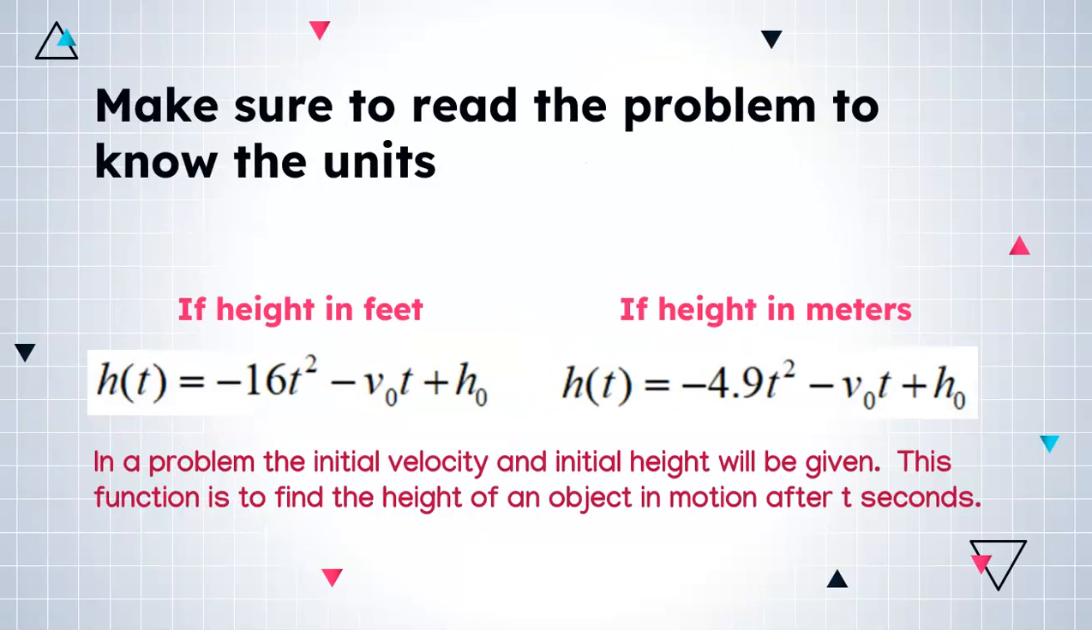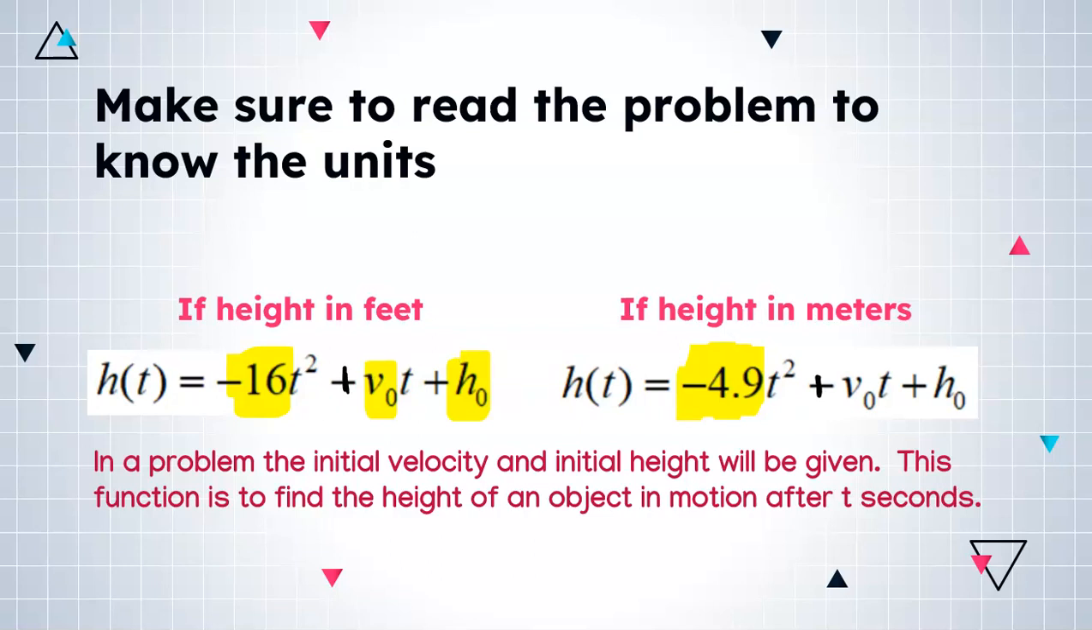Now, let's make sure that we read the problem to know the units. That is really, really important because, again, it all comes down to feet or meters, and that determines your g value. So if your height is in feet, then your acceleration due to gravity is that 32. So when we plug 32 in for g, multiply it by negative 1/2, we get that negative 16 as my leading coefficient. If that g value is 9.8 because I am in meters, then when I plug 9.8 in, multiply it by negative 1/2, I get the negative 4.9 that we see right there as my leading coefficient. And again, the initial velocity and initial height are also going to be given, and I apologize again, these should be plus signs. Don't know what happened there.